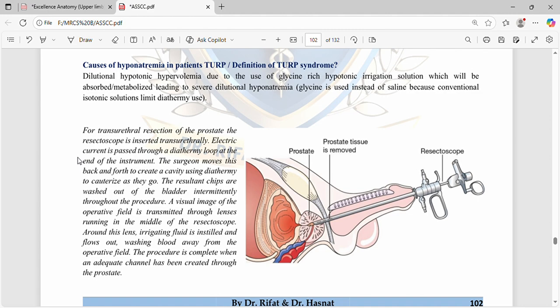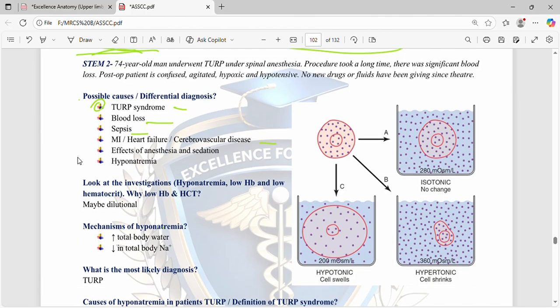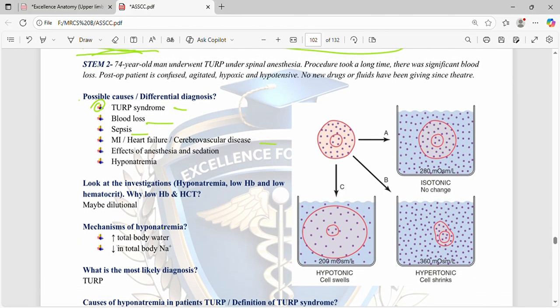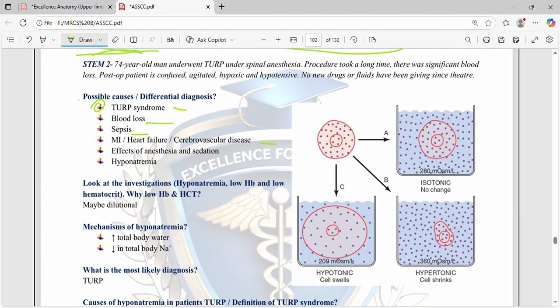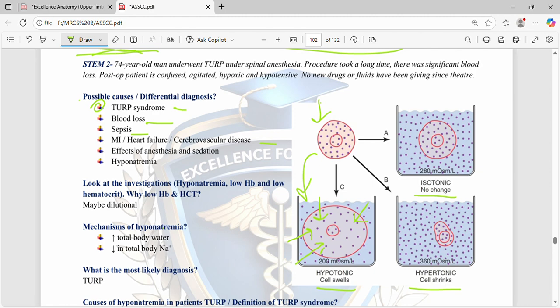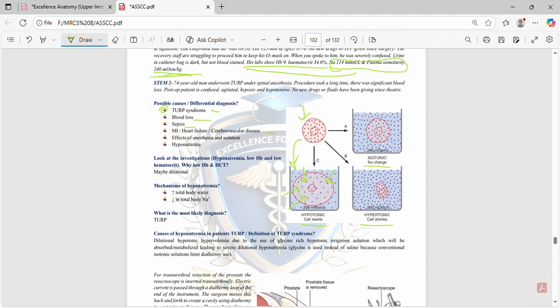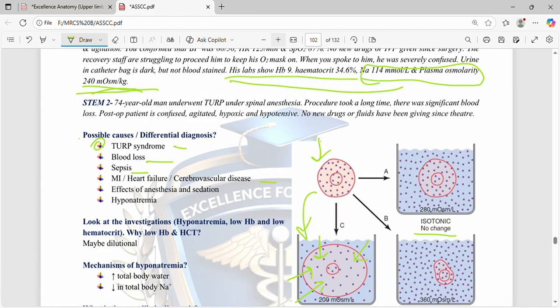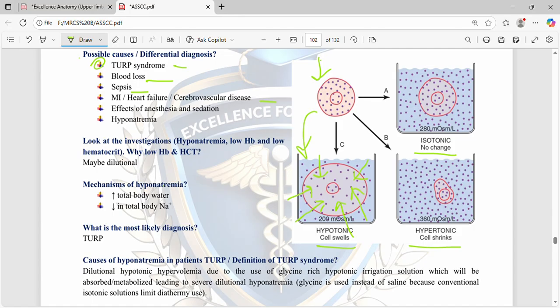Okay, so this is the diagrammatic presentation, and here you can see that we have the cell. You have the hypotonic solution, isotonic solution, and the hypertonic solution. If this cell is put in the hypotonic solution, it will swell, because the outside hypotonic solution will go into the cell cytoplasm. As a result, the cell will swell up.